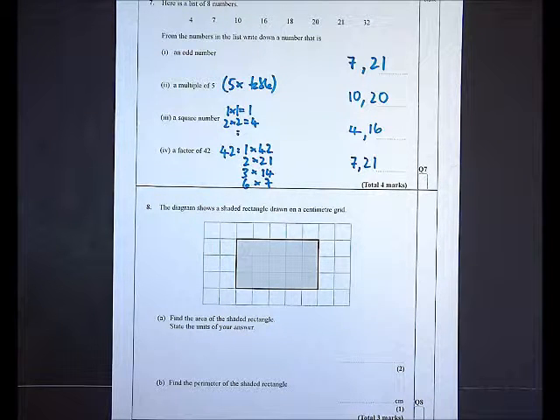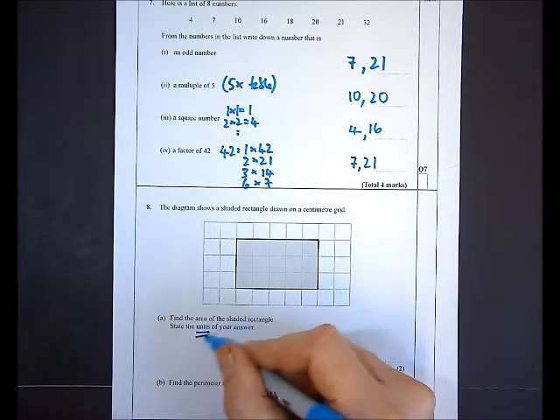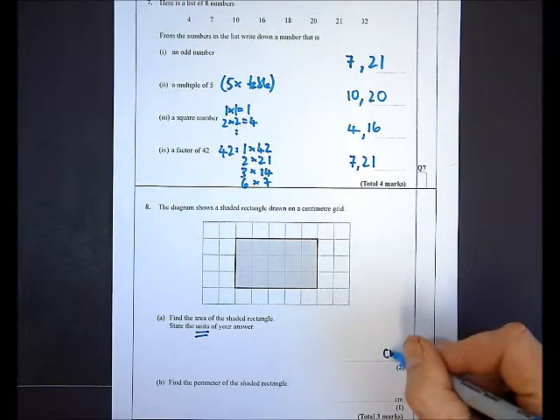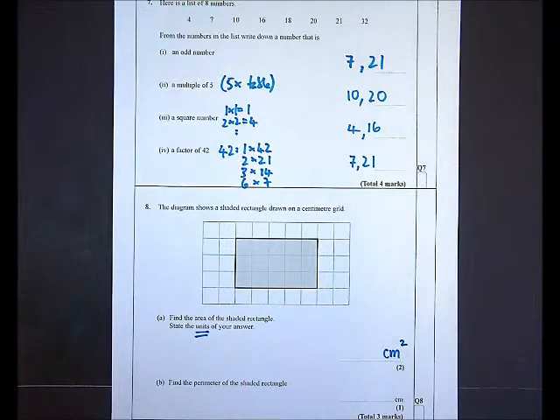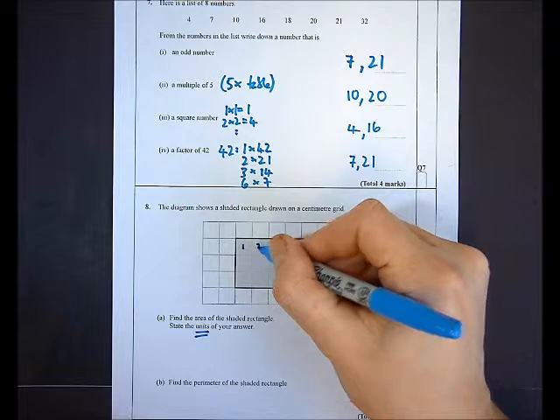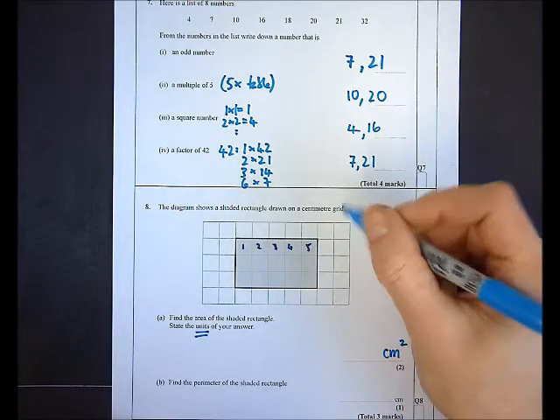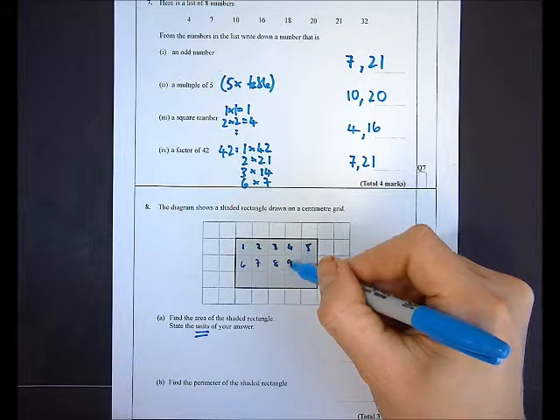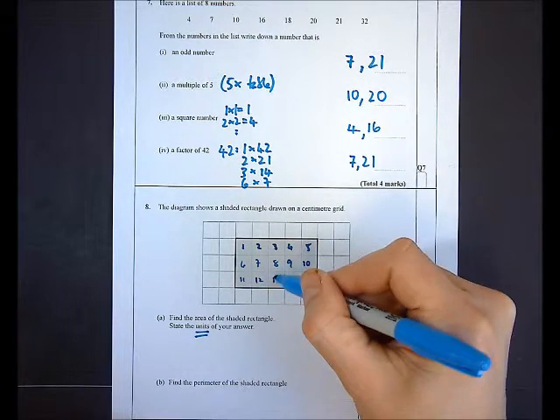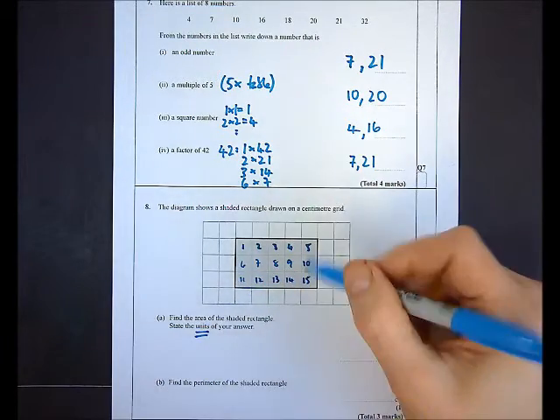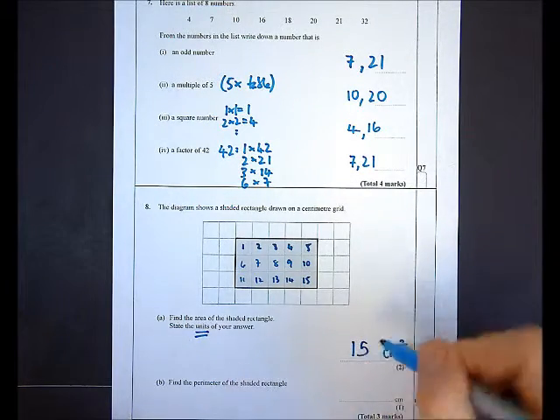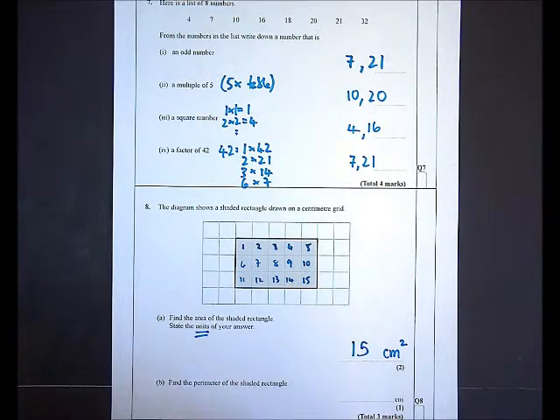In question number 8, I'm shown a rectangle, and in part A, I'm asked to find the area of the shaded rectangle. And I'm told to state the units of my answer. So before I do anything else, I know that areas are centimetres squared. The area is the amount of space inside a shape, so all I've got to do is count these. 1, 2, 3, 4, 5, and I can keep counting 6, 7, 8, 9, 10, 11, 12, 13, 14, 15, and it makes sense to write on so you don't lose any as you count it. So 15 centimetres squared. I'm going to get a mark for the 15 and a mark for the centimetres squared.